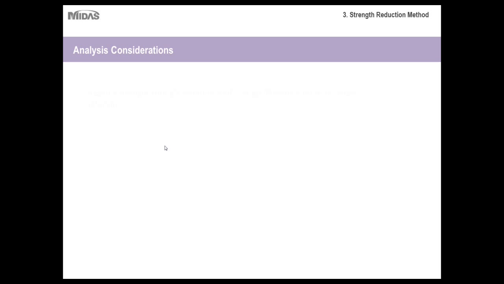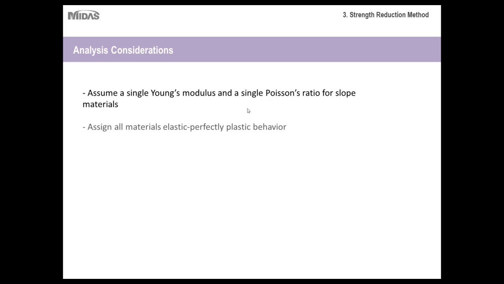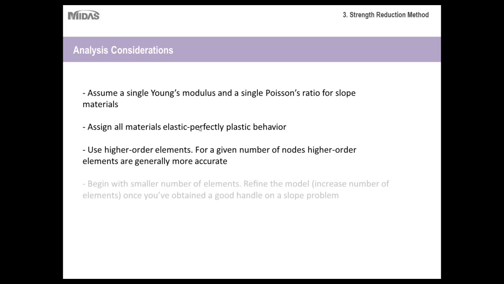Okay, so certain analysis considerations. First, just assume a single Young's modulus and a single Poisson's ratio for the slope materials. For any materials corresponding to the slope itself, it's always good practice to assume just a single Young's modulus and Poisson's ratio for each, just to keep things simple. Assign all materials elastically, perfectly plastic behavior. So you want to assume that materials will deform. That way you can have a more accurate analysis.